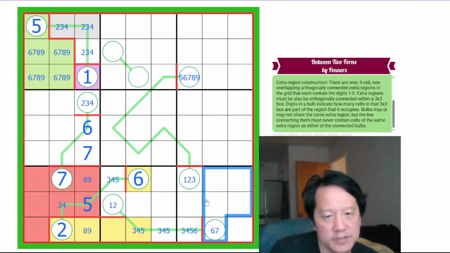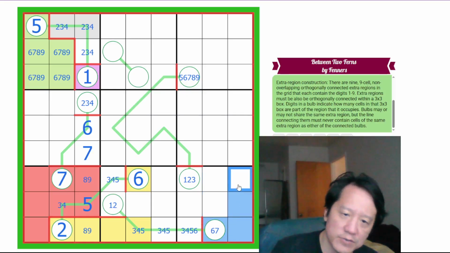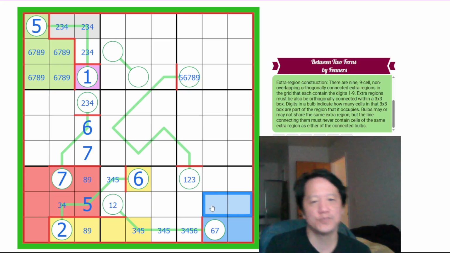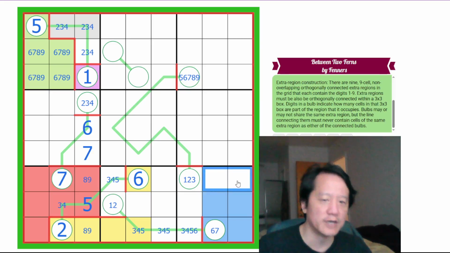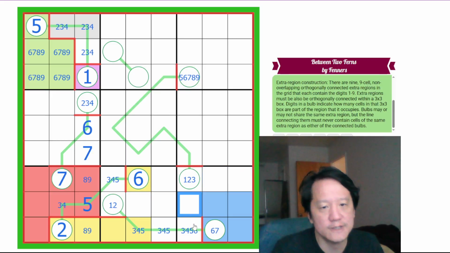This cannot be 6 going that way, so this is part of that region. Can you go 6 going without this cell? No, that's part of that region. What about this cell? No, because then that would be 2. So these are all blue. And then one of these 3 is not part of, or none of them even are part of that region.